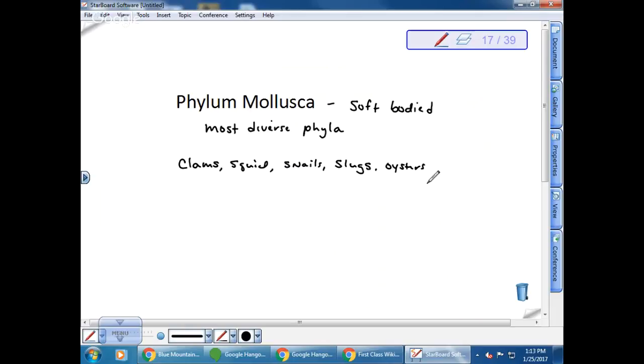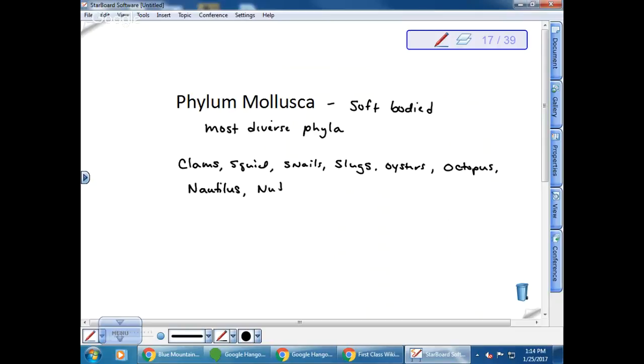What would you add to that list, do you think? Octopus, excellent. There's also one that's related to the squid and the octopus that has a shell. Does anybody know what that's called? It's a shell that's very famous. It's named for the very famous shell shape. A nautilus, excellent.